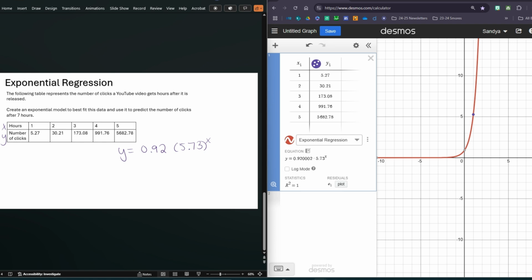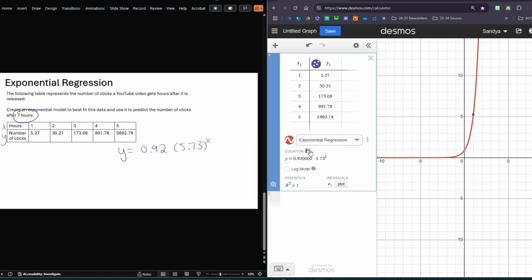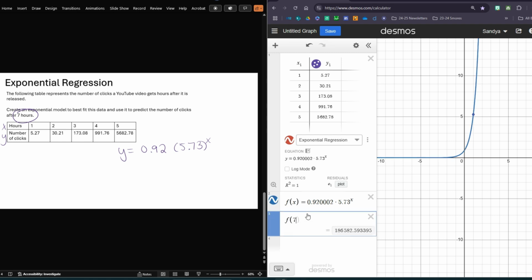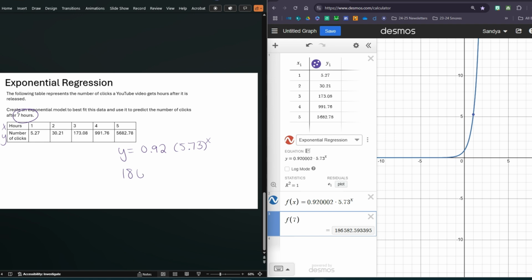Now I need to figure out the number of clicks after 7 hours. I'm going to click equation, and instead of y, I'm going to do f of x. Then in the next row, I'm going to do f of 7. You just replace x with whatever it's asking you to find. So that video is going to get 186,582.59 clicks, since it does round to the hundredths place in all of these values. That is the number of clicks that this video is going to get after 7 hours.